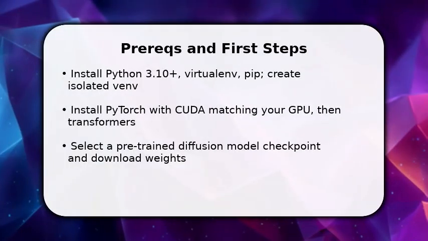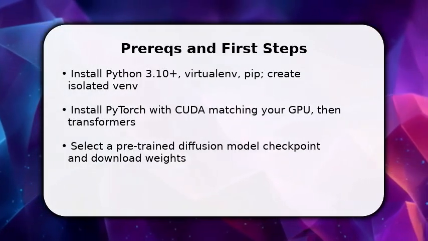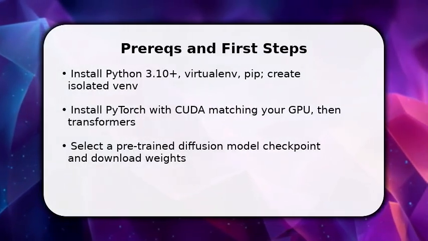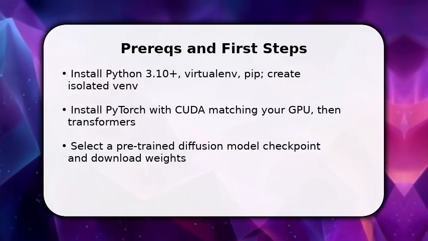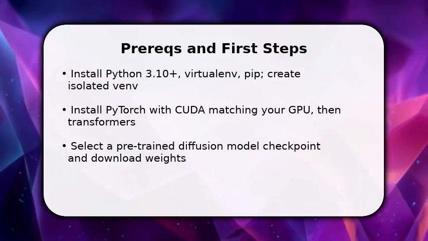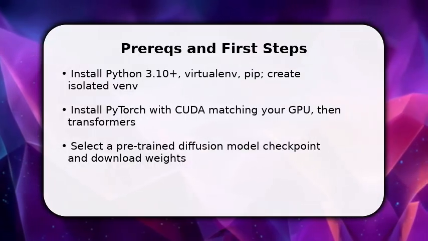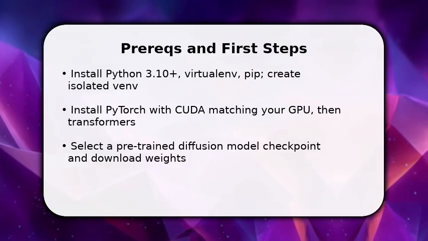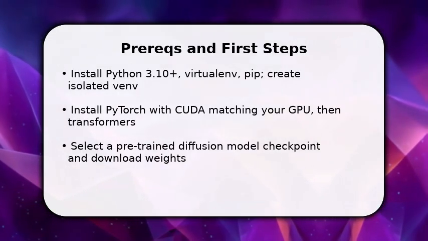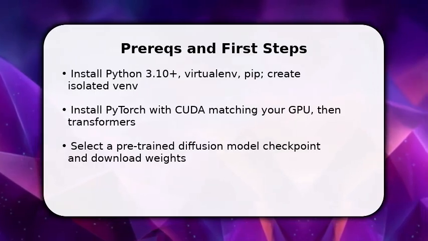You'll start by preparing the environment and grabbing a model. Create a virtualenv, install Python packages, and set up GPU drivers. This reduces runtime friction. Once done, install PyTorch with the proper CUDA version and pip install transformers, diffusers, and accelerate. Then choose a reliable diffusion checkpoint and download its weights into a models folder.